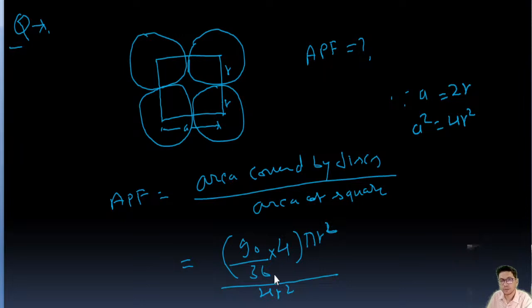So we'll write 4r square here. Okay, 4r square. So we'll simplify it. 4 will get cancelled. Okay, this 4 gets cancelled. This value is going to be 5 by 4. R square will get cancelled. Okay, so for this structure, the atomic packing fraction is 5 by 4.